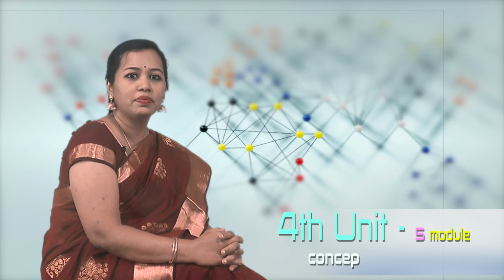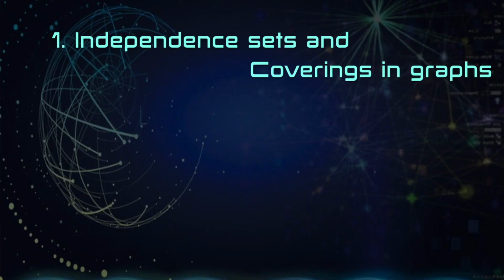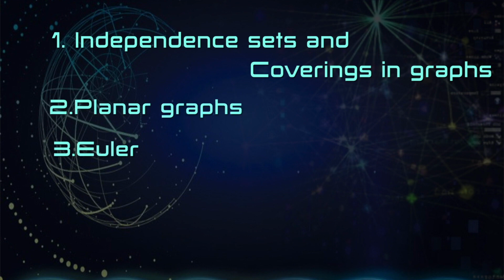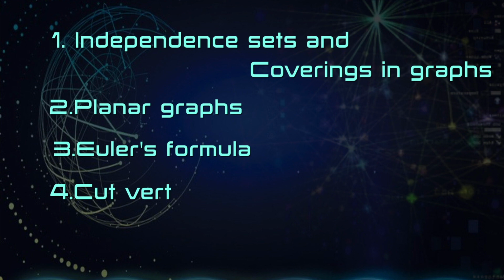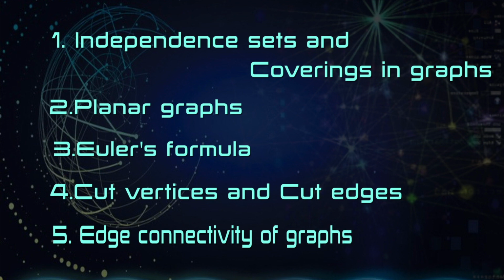The fourth unit contains 5 modules in which we discuss the concept of graphs like independency, planarity, and connectivity: independent sets and coverings in graphs, planar graphs, Euler's formula, cut vertices and cut edges, edge connectivity of graphs.